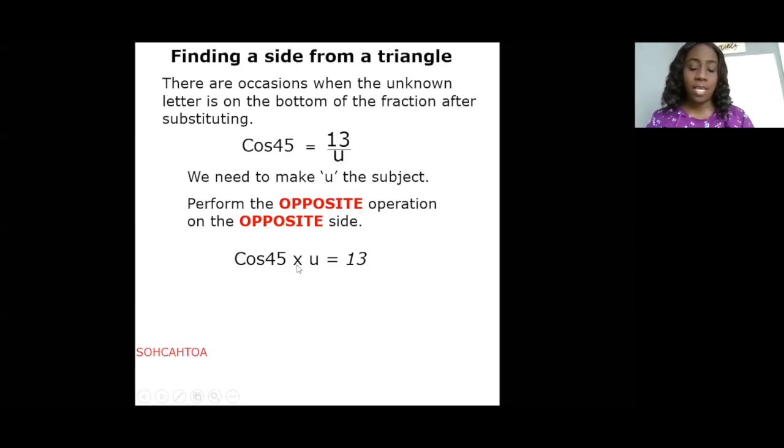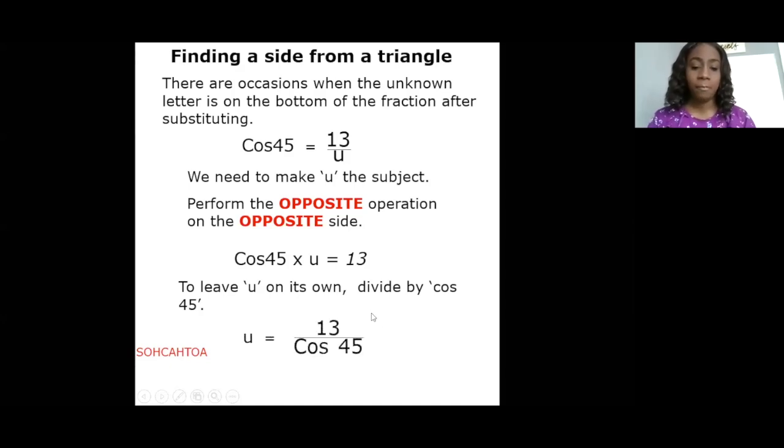Cosine 45, it's multiplication. Opposite of multiplication, division. And to leave U on its own, I'm going to divide by cosine 45. All right? So that's what happens. This situation only happens, guys, when your unknown is in the bottom of your fraction. Okay? All right. What can we take from this?